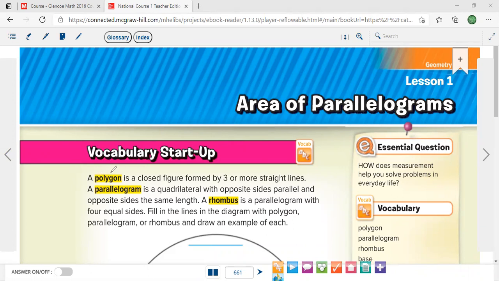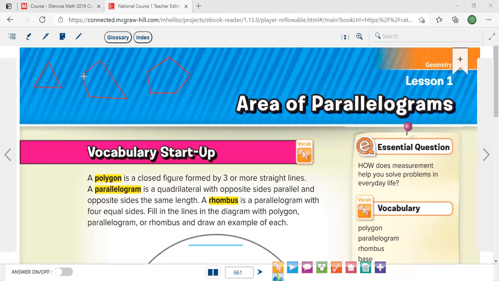A polygon. A polygon is a closed figure formed by three or more straight lines. For example, three like this: 1, 2, 3. So it will form a triangle. 1, 2, 3, 4. This we call a quadrilateral. So triangle, quadrilateral. Maybe 5: 1, 2, 3, 4, 5. We say pentagon and so on.